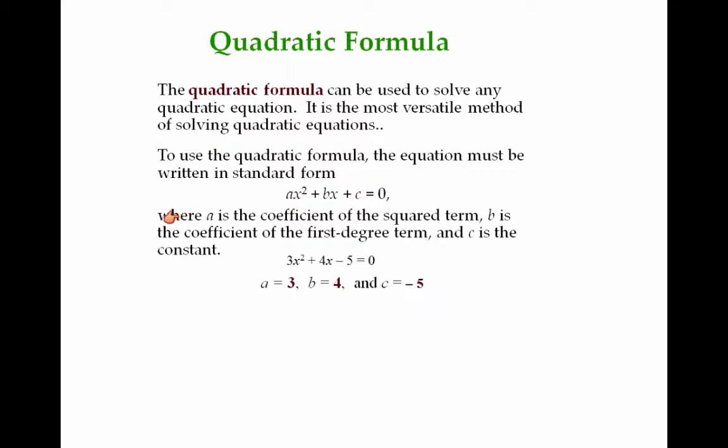c is equal to 0, where a is the coefficient of the squared term, and b is the coefficient of the first degree term, or x, and c is the constant. So in this example, 3x squared plus 4x minus 5 equal to 0, your a is 3, your b is 4, and your constant c is equal to -5.